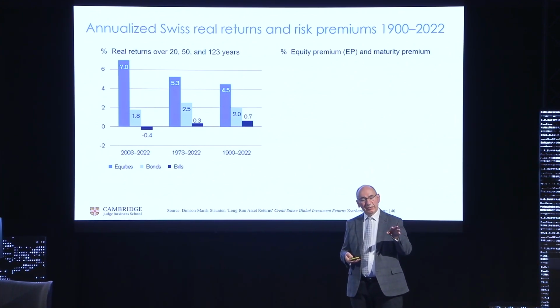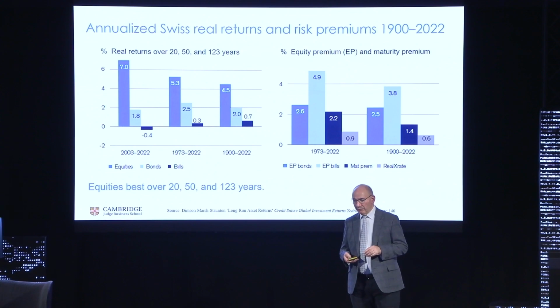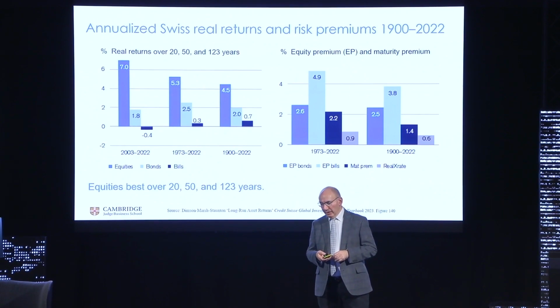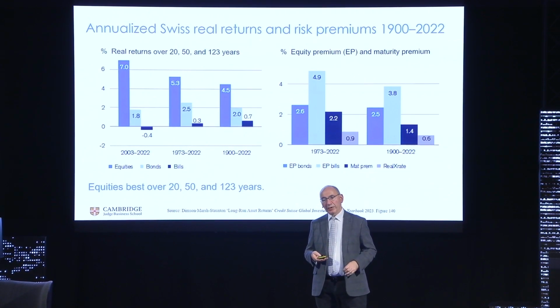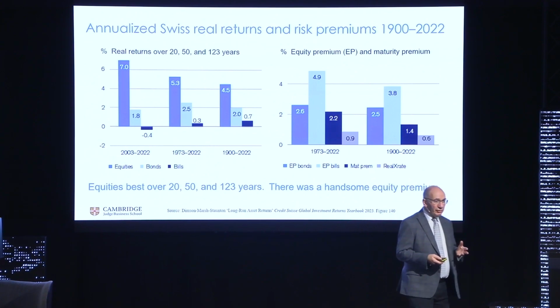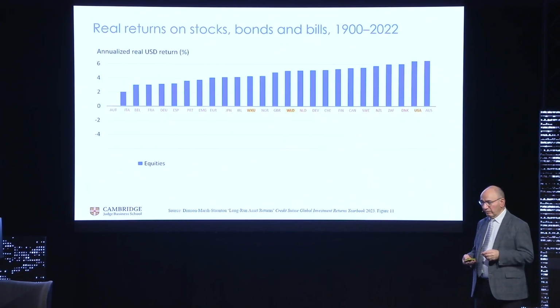And we can also compare equities to risk-free investment, putting money with the government. And so equities are best over those periods. If we look at the equity premium, that is the difference between the equity return and either bonds, which shows up here in a strong blue, or in light blue, the equity premium measured relative to treasury bills, or the maturity premium, just out of interest, which is the navy-colored bar, you can see that there was a handsome equity premium, that equities in Switzerland did much better than putting money into notionally risk-free alternatives.